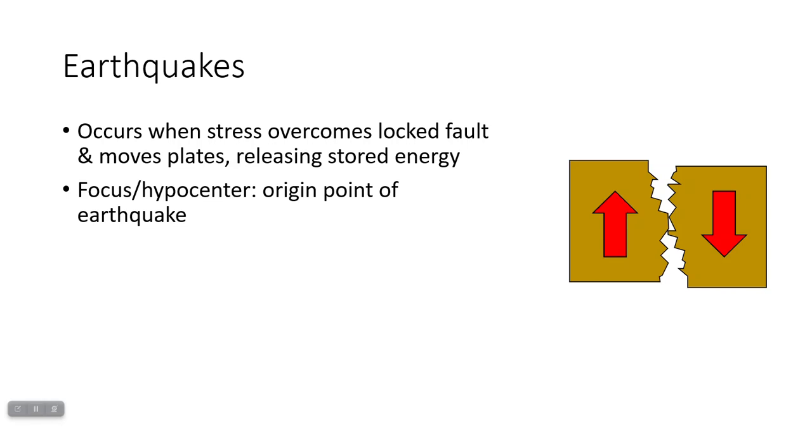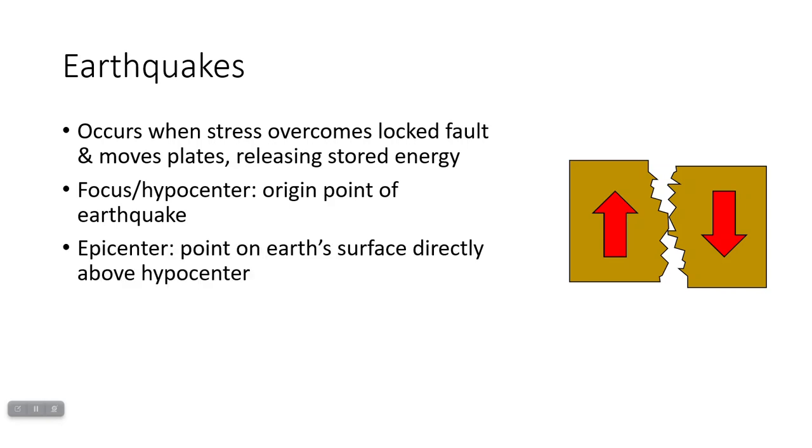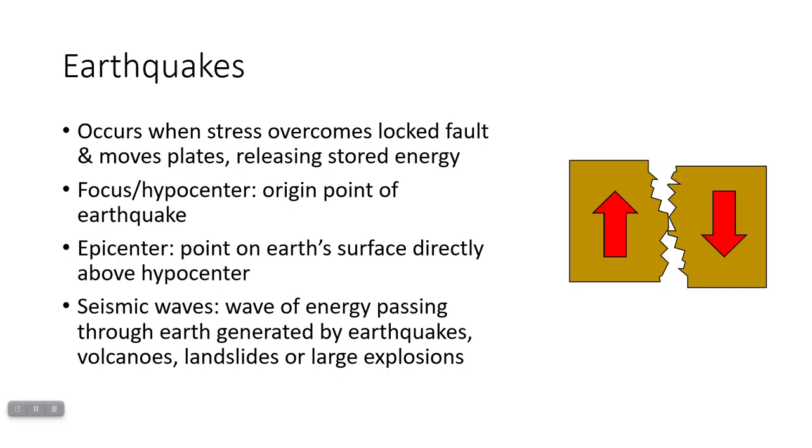There are a couple of important terms. The focus or the hypocenter is the origin of the earthquake, not just where on the surface it happened, but earthquakes can actually happen kilometers underneath the surface of the earth. The epicenter is the point on the Earth's surface directly above the hypocenter. That's where you're going to probably see the largest impacts on the surface, where you'll have the strongest vibrations from the earthquake and probably the most damage as well.